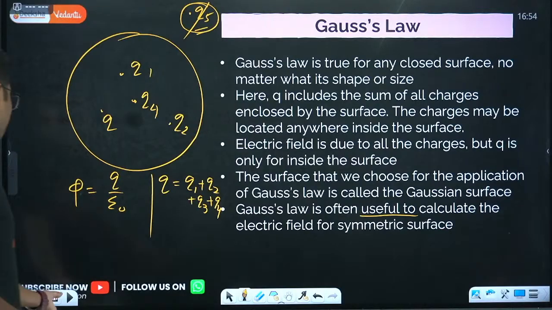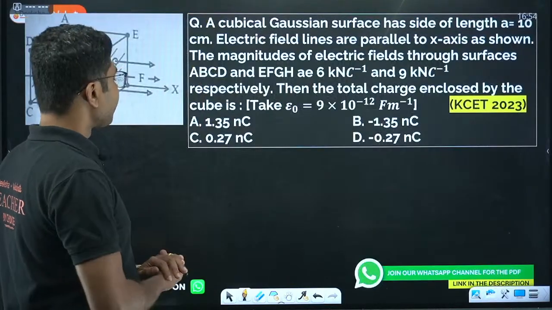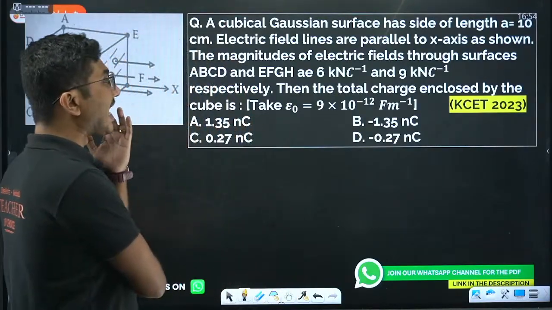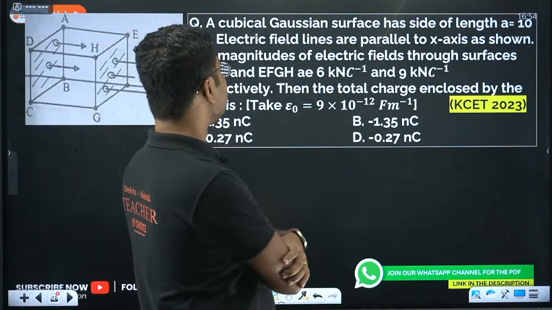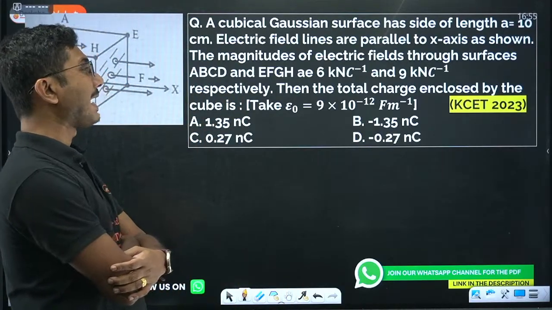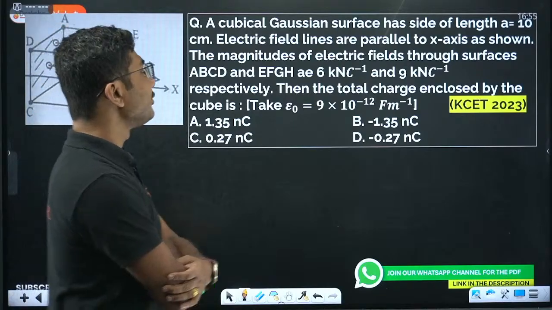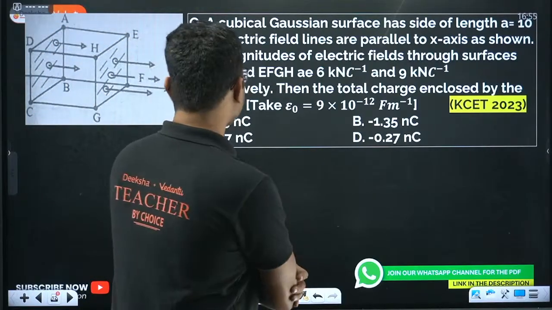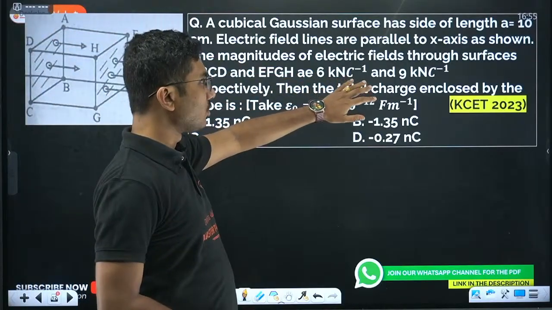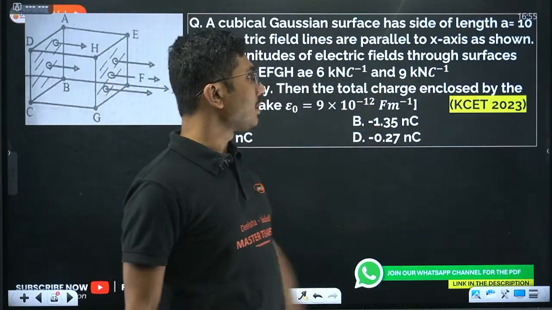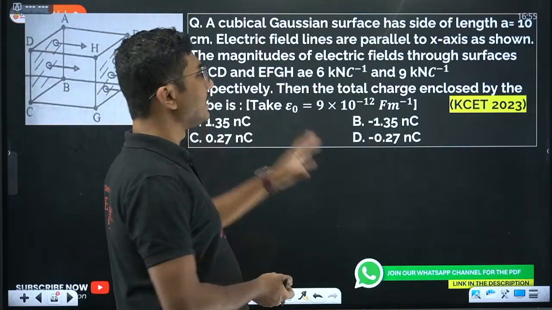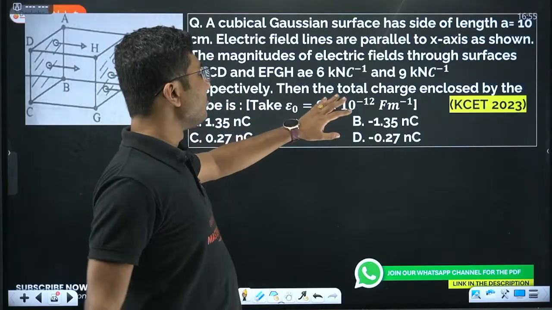Now let's move on to the next part with a question. A cubical Gaussian surface has side of length a equals 10 centimeter. Electric field lines are parallel to x-axis as shown. The magnitude of electric fields through surfaces ABCD and EFGH are 6 kilonewton per coulomb and 9 kilonewton per coulomb respectively. Then the total charge enclosed by the cube is, take epsilon naught equals 9 into 10 to the power of minus 12.